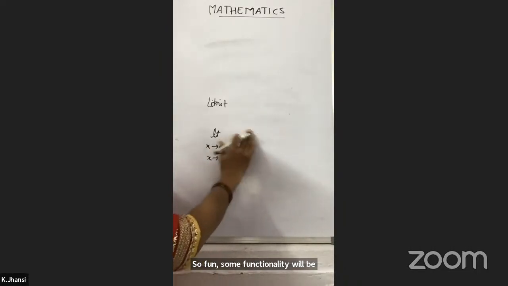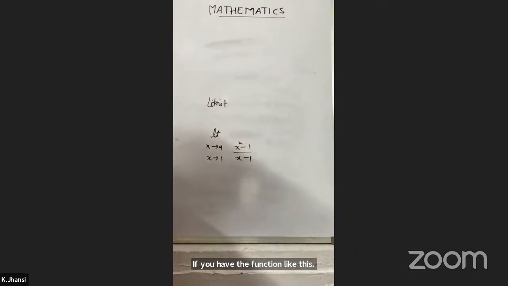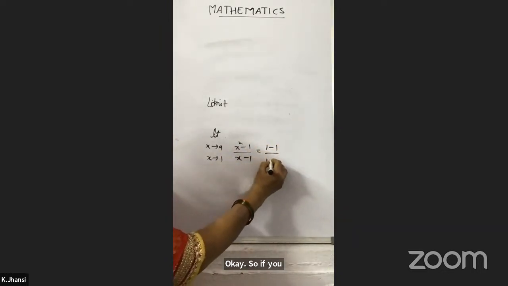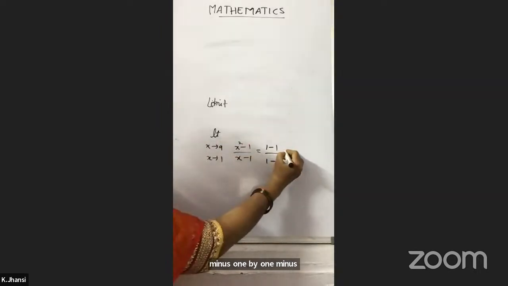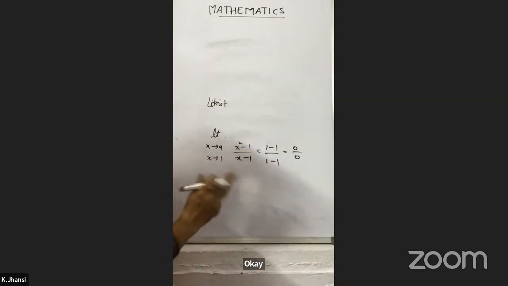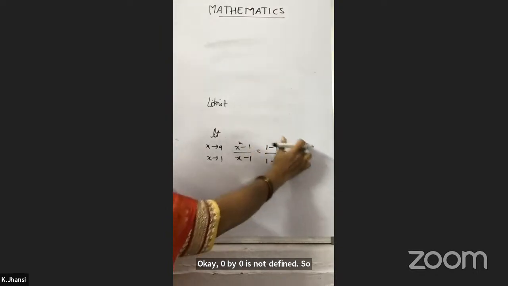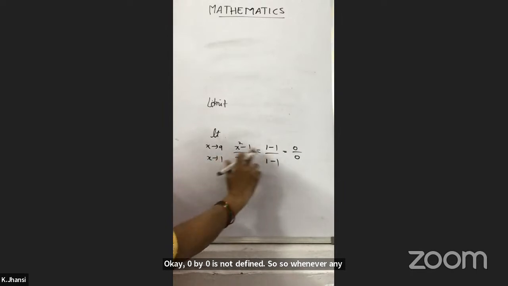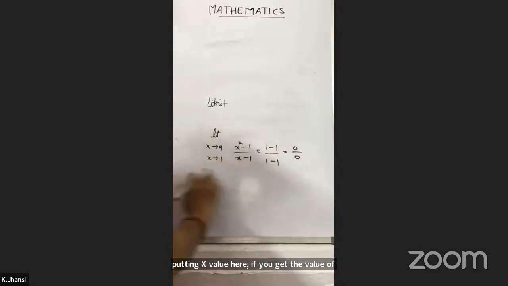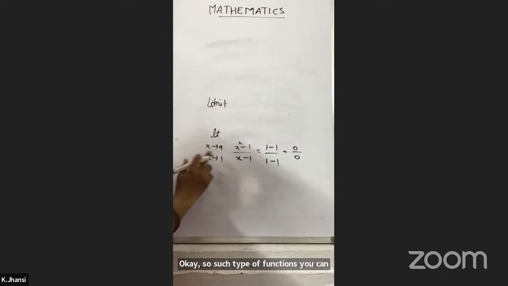If we have a function like x square minus 1 by x minus 1, and you substitute x as 1, what will happen? 1 minus 1 by 1 minus 1, so we get 0 by 0. 0 by 0 is not defined, so we cannot define it. Whenever by putting the x value you get f of x like this, the function is not defined. Such types of functions you can do with the help of the limit concept.